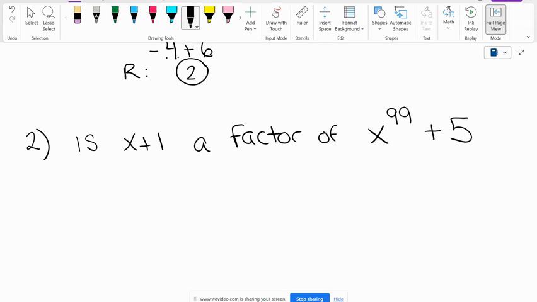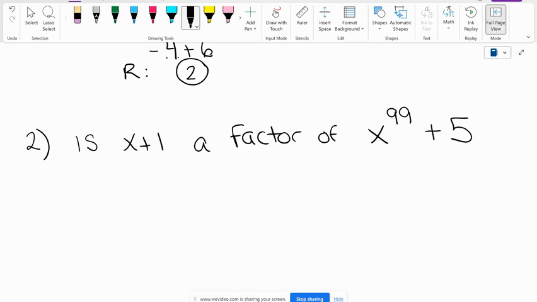Before the remainder theorem, how did we know if something was a factor? We had to do what? Divide it. We had to divide it. And if the remainder was 0, then it was a factor. If the remainder was not 0, then it was not a factor.